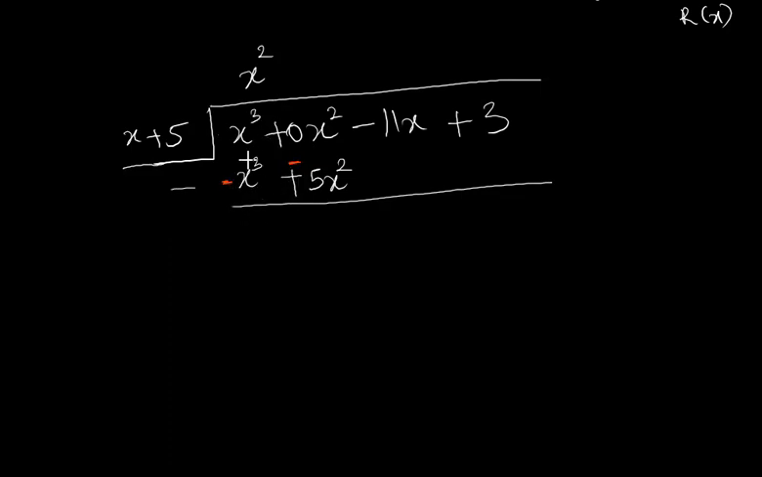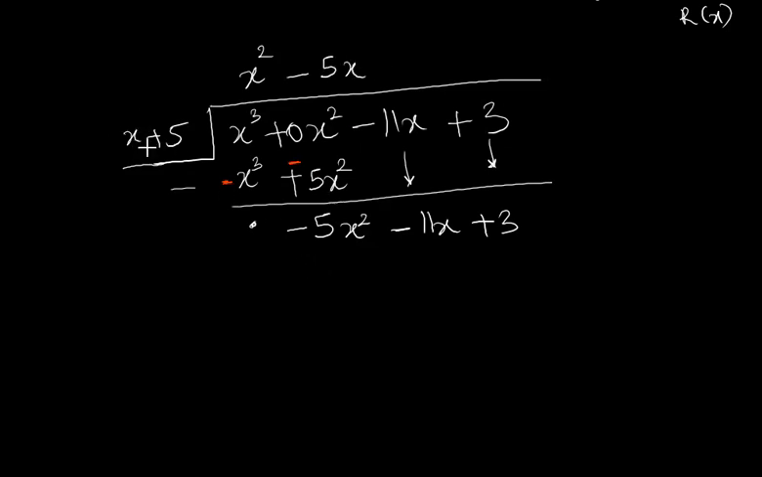So we can add. We now have x cubed minus x cubed, we have 0. 0x squared minus 5x squared, we have minus 5x squared. Then all of this will come down. Okay. So there again, we do the same thing. X divided into minus 5x squared, we have this as minus 5x.